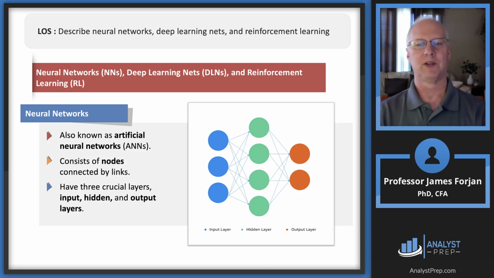All right, let's move on to these final learning outcome statements. So what are we doing here? Neural networks, deep learning, reinforcement learning. All right, this sounds an awful lot like a Terminator movie to me.